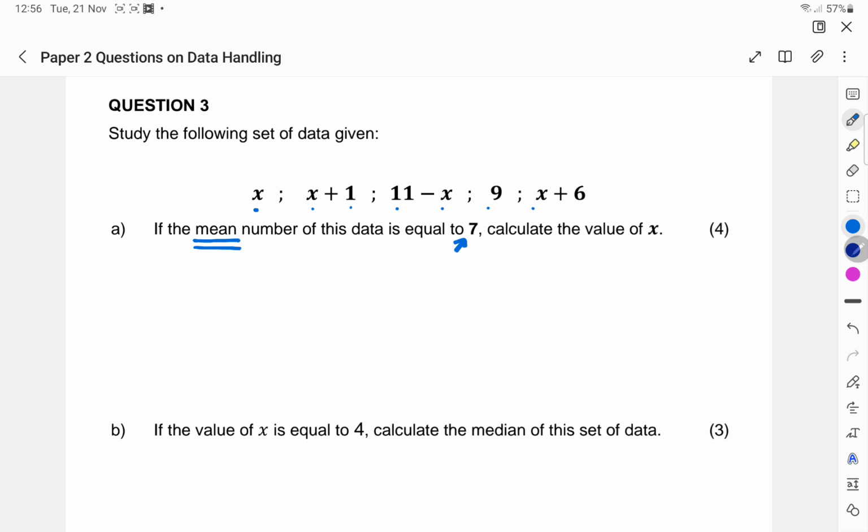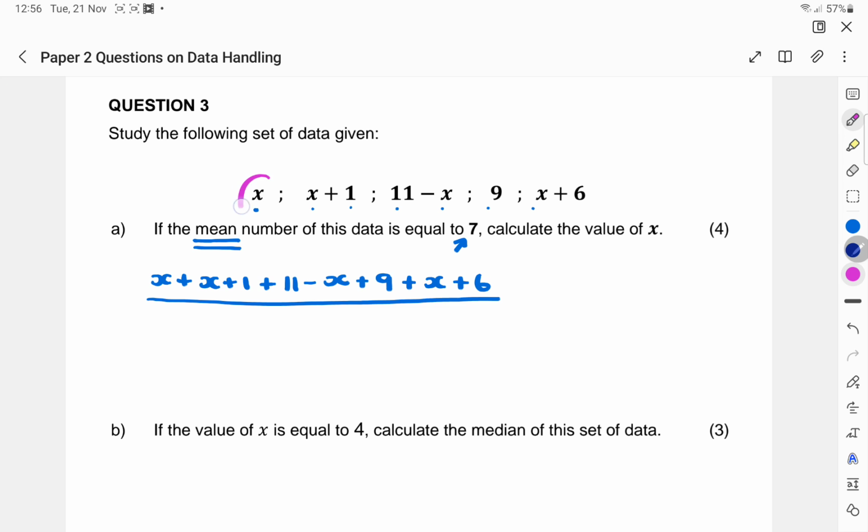Okay, so now let's quickly go look at that. If I add all of them together, x plus 1 plus 11 minus x plus 9 plus x plus 6. So if ma'am, it's mean of you to add all of them together and then to divide with how many there are. So how many numbers are there? There's 1, 2, 3, 4, 5 of them. Okay, can you see that?